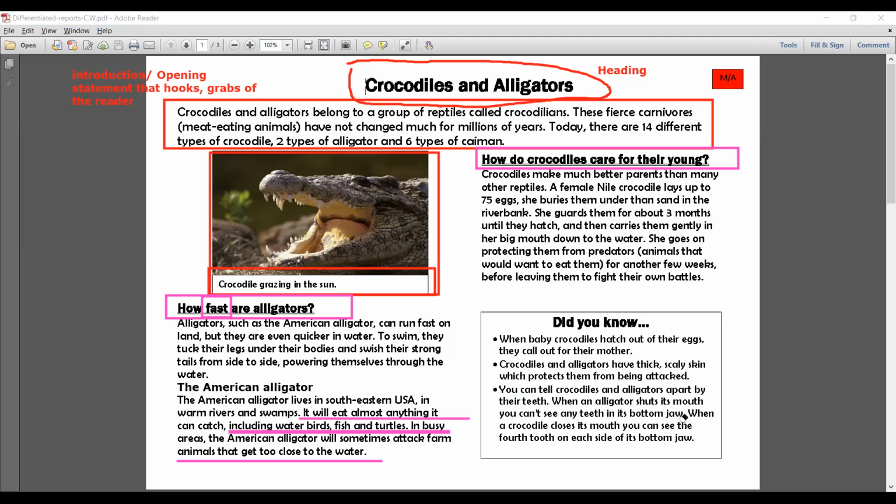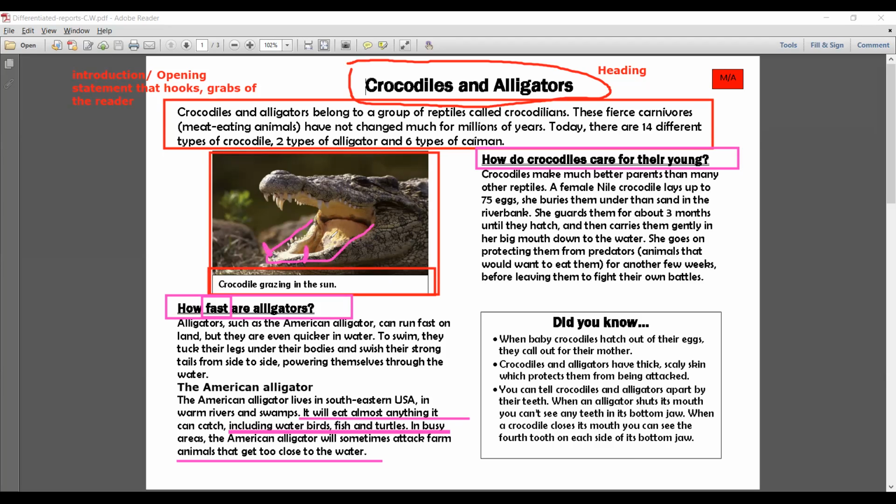When an alligator shuts its mouth, you can't see any teeth in its bottom jaw. When a crocodile closes its mouth, you can see the fourth tooth on each side of its bottom jaw. This is the bottom jaw right here. So if the crocodile shuts its mouth, you'll be able to see this tooth, and this tooth. But when an alligator shuts its mouth, you don't see any teeth.